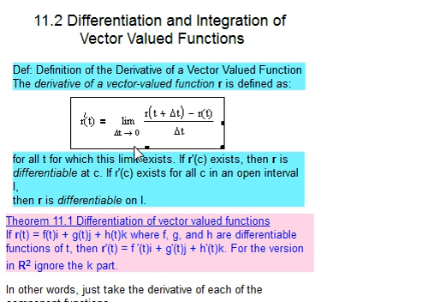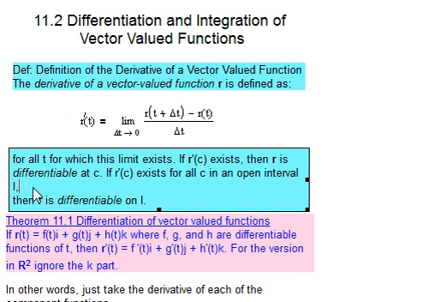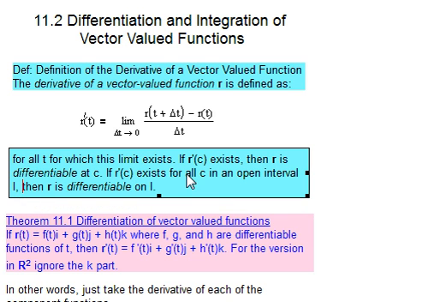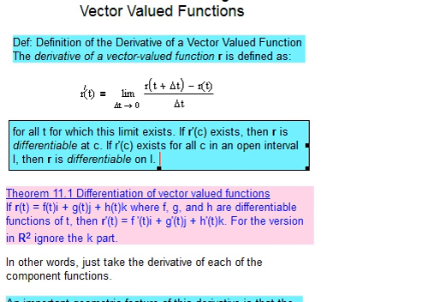So the derivative is this, for all t where such a limit exists, and if it exists at a number c, then r is differentiable at c. If that derivative exists for all c in an open interval I, then r is differentiable on that open interval I, and if that open interval I happens to be all real numbers, you would say r is a differentiable vector-valued function. And this is nice and simple.